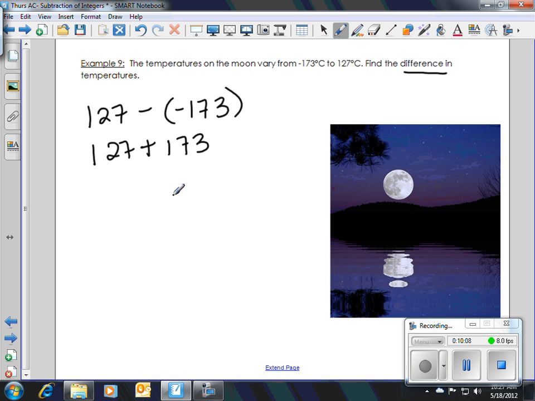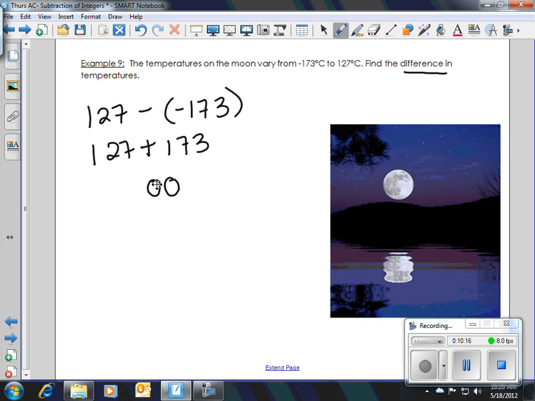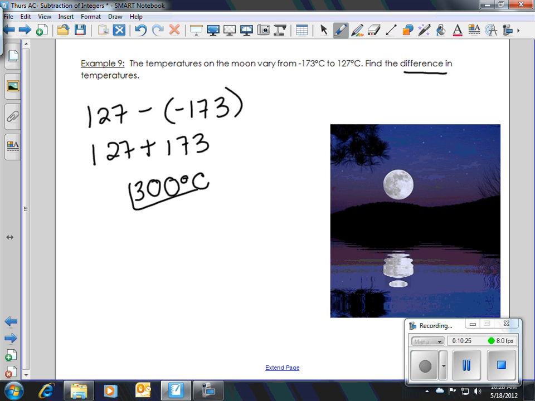Add the opposite. When I add these two together, 7 and 3 is 10, carry my 1. 7 and 2 is 9, plus the 1 that I carried is also a 10, carry that 1. And 1, 2, and 3, that's going to give me 300 degrees Celsius is the difference between there. Ooh, that's a bad box.